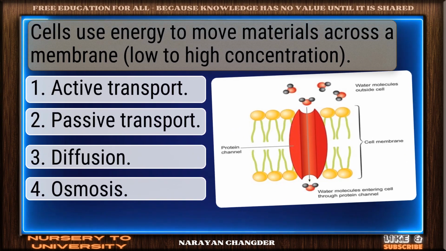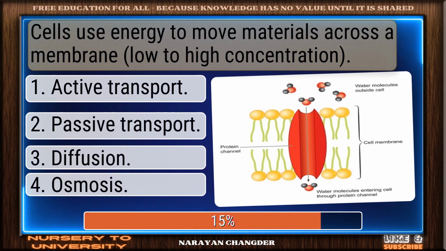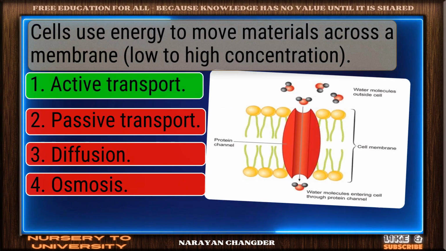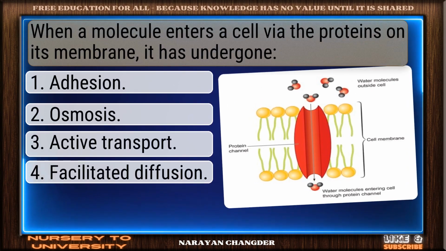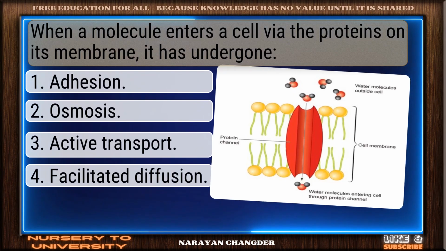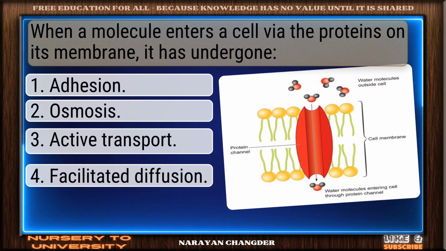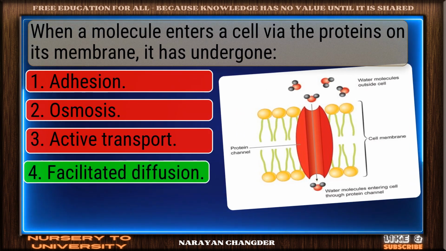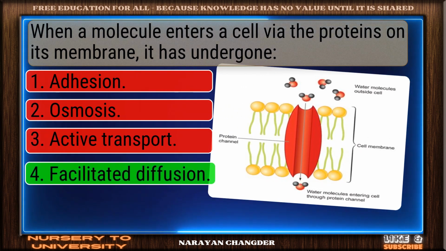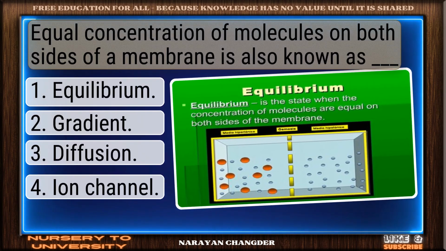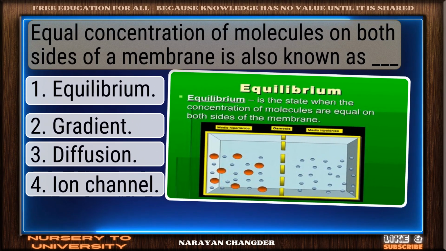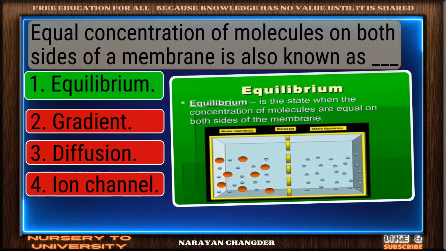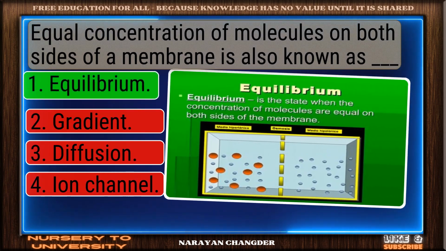Cells use energy to move materials across a membrane. Excellent choice. Active transport is the right answer. When a molecule enters a cell via the proteins on its membrane, it has undergone. Solid response. Facilitated diffusion is a valid choice. Equal concentration of molecules on both sides of a membrane is also known as dash. Well reasoned. Equilibrium is the correct choice.